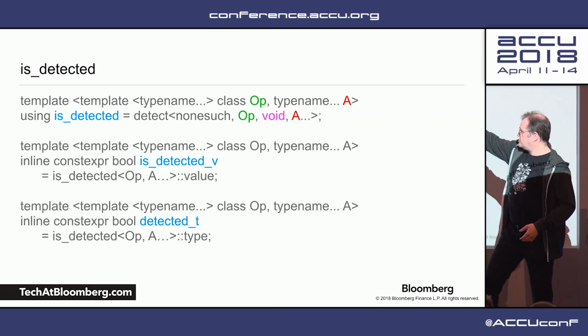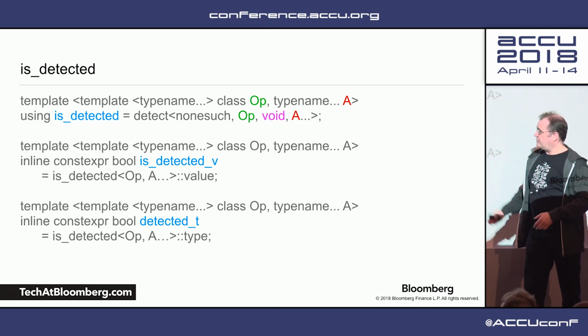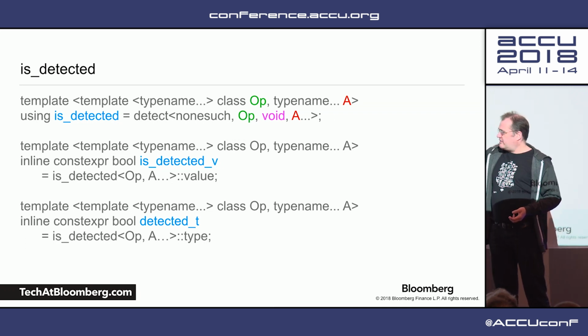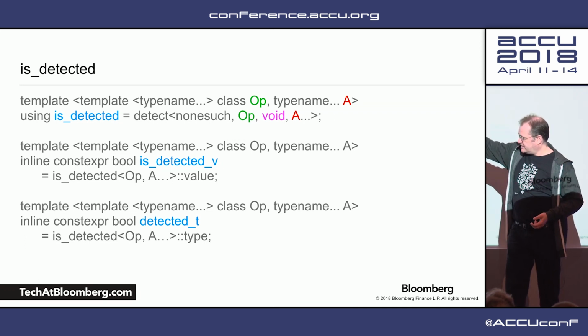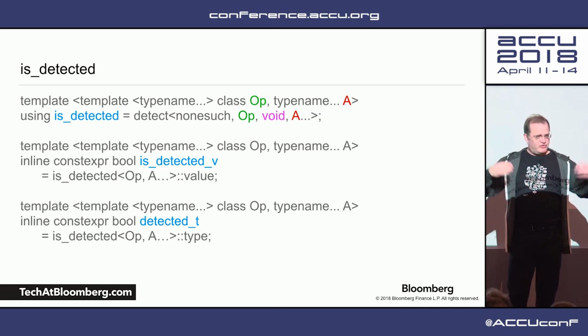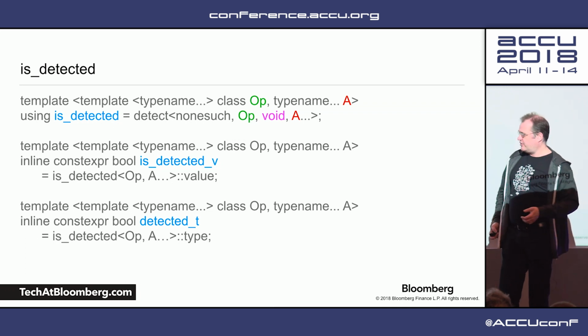And then we just take the operator A and B in. So isDetected takes 2 arguments, and it's basically the operation and the arguments. And then we just package it up into isDetected V, which gets a value out of that. Because we derive from false type and true type, there's a value inside, so we can pull it out.